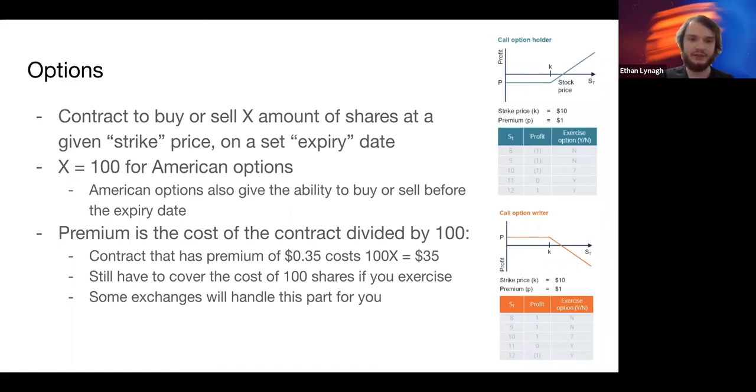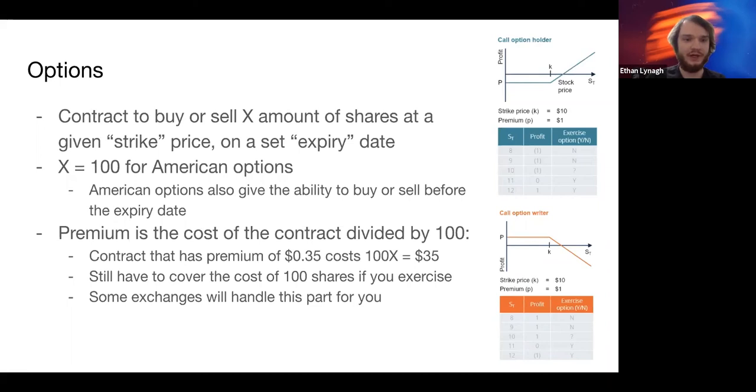There's also the idea of American options and other separate options. This will cover the details of American options, since those are the most common and what we'll be using. So X, the number of stocks a single options contract is worth for American options, is 100. So each contract is for 100 of a given company's shares.